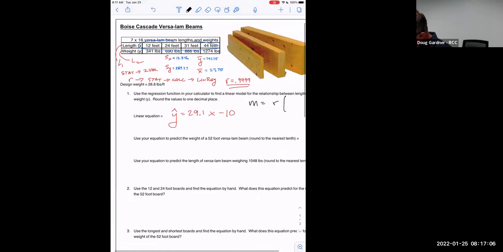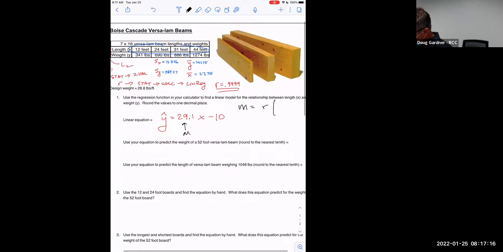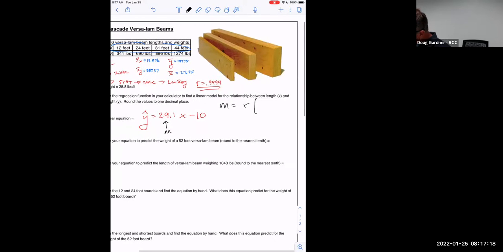M is basically this number. And it actually has a meaning. We'll talk about that in just a second. It actually has more of a meaning than just some number that's sitting there. And then it was s of y divided by s of x. Like that's how we could find it by hand if we weren't cheating.